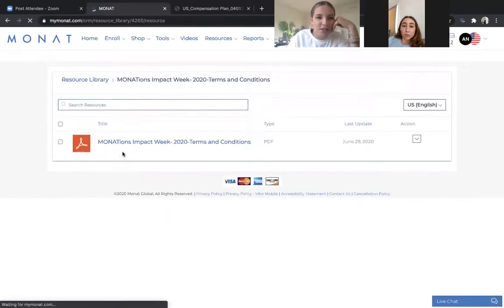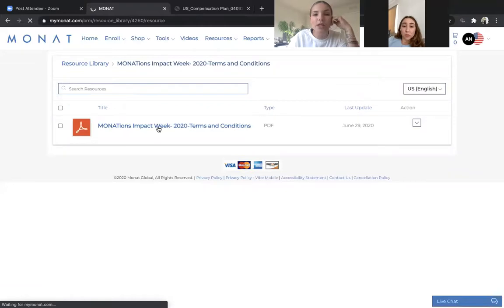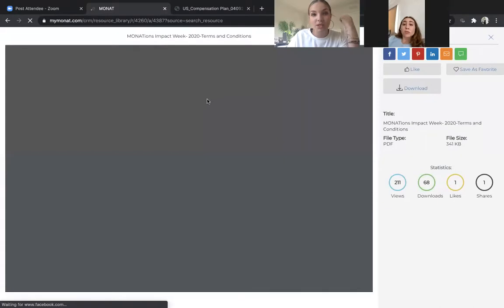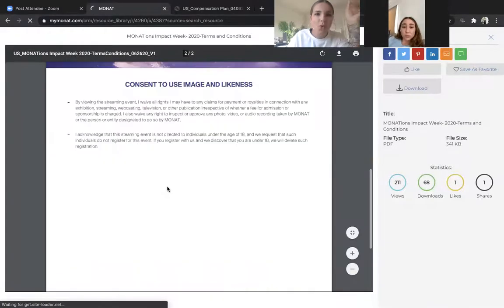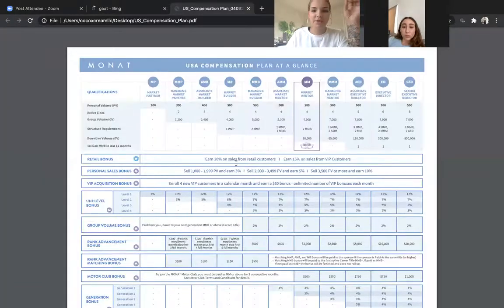Impact week terms and conditions. They did an impact week, so we launched our additional countries because the business is a small business, girl. So we launched our additional countries. We'll get to that in a minute because I don't want to take up too much of your time. But we launched our additional countries during Monations last year.